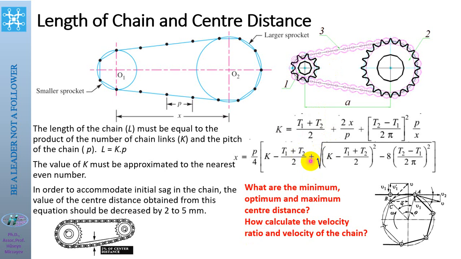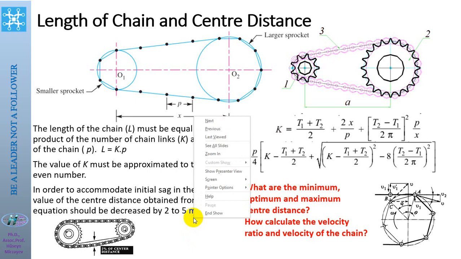The velocity ratio of the chain may be calculated as the ratio of the angular velocities or rotations per minute of the shafts, from the driving shaft to the driven shaft, or also as the ratio of the number of teeth, Z2 or T2 divided by T1.